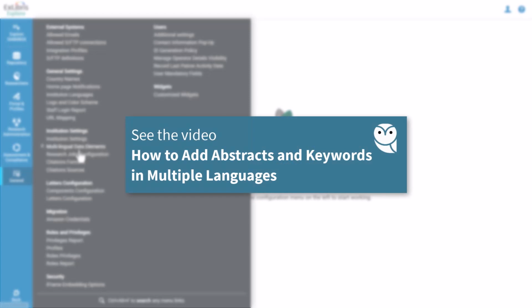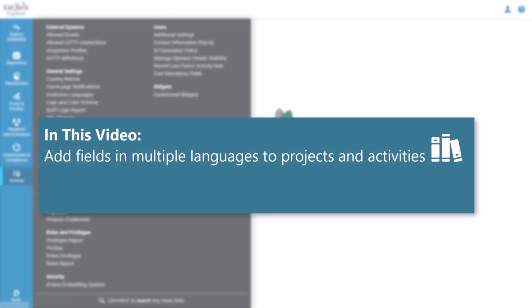For a demonstration of how to do this, see the training video, How to Add Abstracts and Keywords in Multiple Languages, which also shows how to add asset metadata in multiple languages from the Esploro Research Hub. In this video, we will show how to add fields in multiple languages to projects and activities.